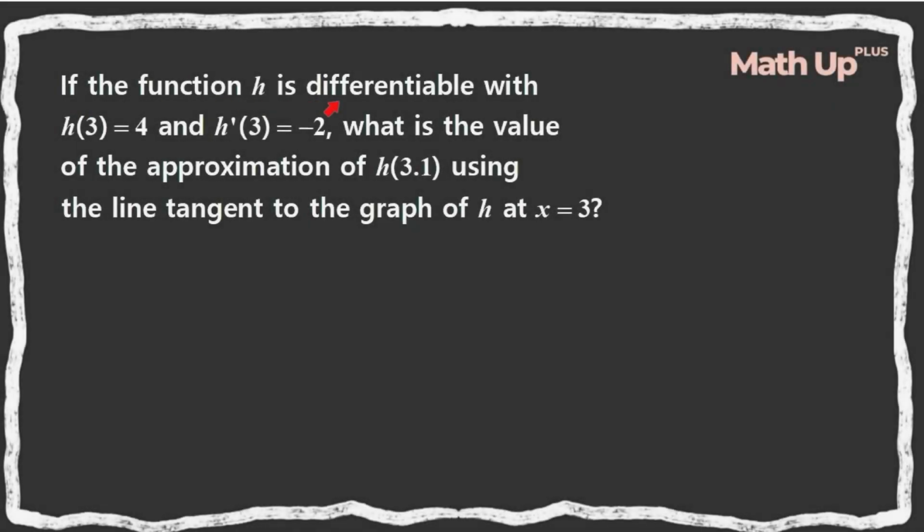If the function h is differentiable with h of 3 equal to 4 and h prime of 3 equal to negative 2, what is the value of the approximation of h of 3.1 using the line tangent to the graph of h at x equal to 3?